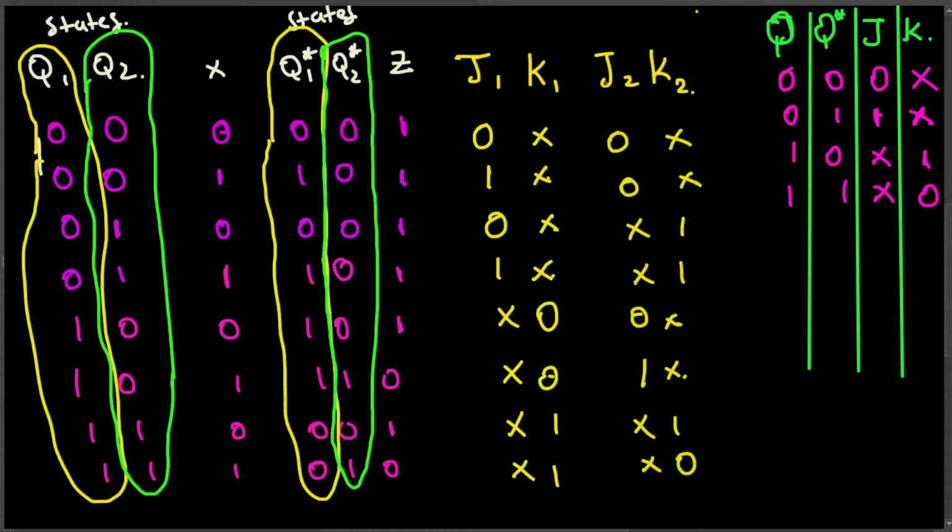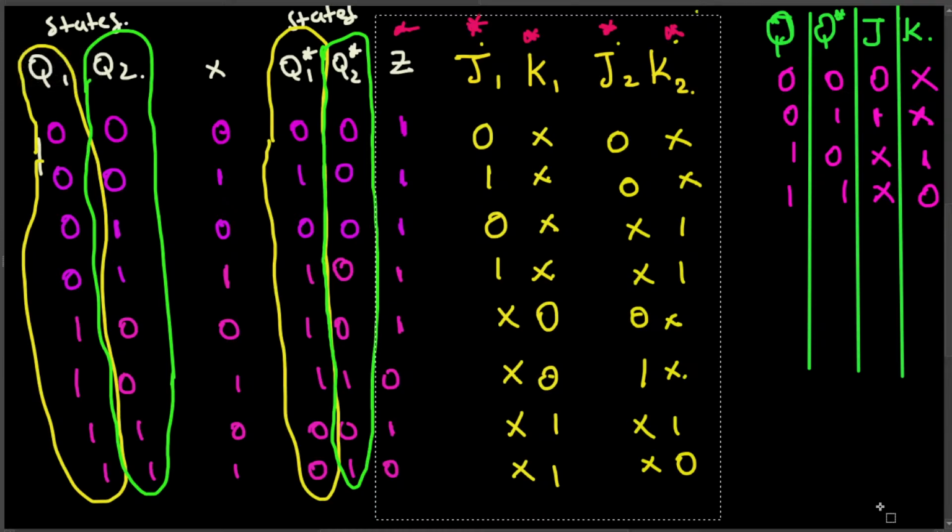The next thing we have to do is take this J1 K1 J2 K2 and create the K-map for all of them. So we are going to take all these four, and also the output is Z. So we have to actually have 5 K-maps, one for this, one for this, one for this, one for this, and for this. Okay, I'm going to cut these 5 and put it in the next page.